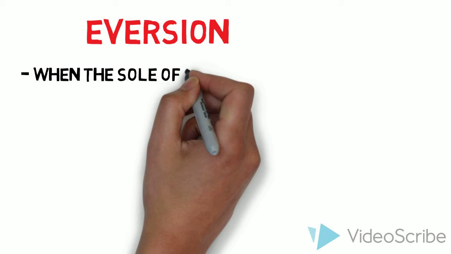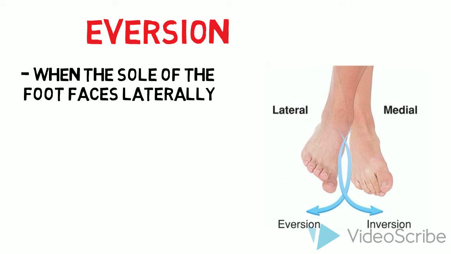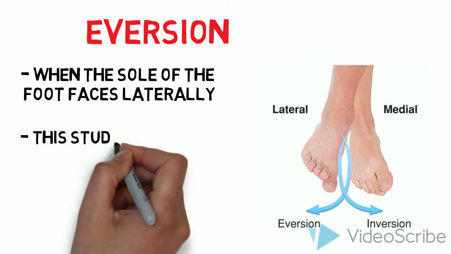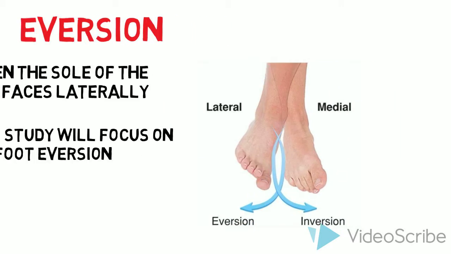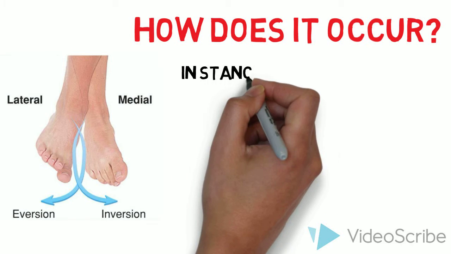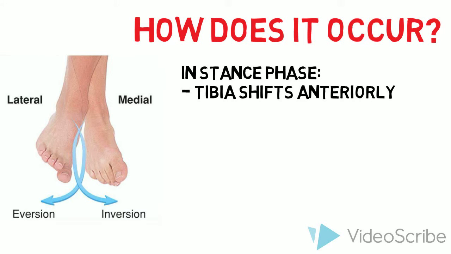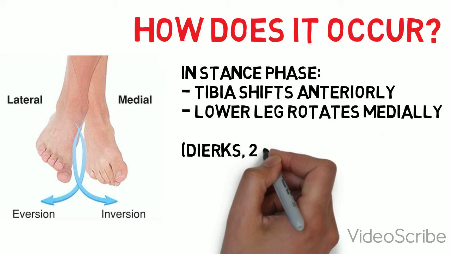So what is eversion? Eversion occurs when the sole of the foot faces laterally from the midline of the body. In this presentation, we will be focusing on rear foot eversion. This occurs during the stance phase due to the tibia moving toward the toes to produce dorsiflexion, while the lower leg rotates inwards to produce abduction.